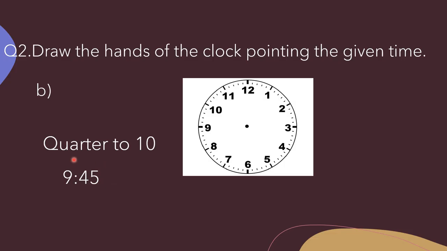Okay, so whenever quarter 2 is given, we need to draw the minute hand at number 9. So we will make our minute hand at number 9. Now we have to draw the hour hand. Wherever the hour hand is now, it should be between 9 and 10 but slightly nearer to 10, like this.